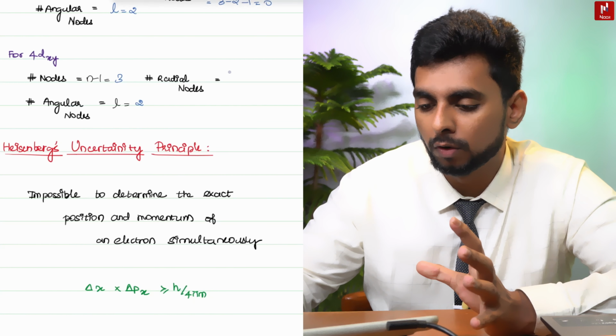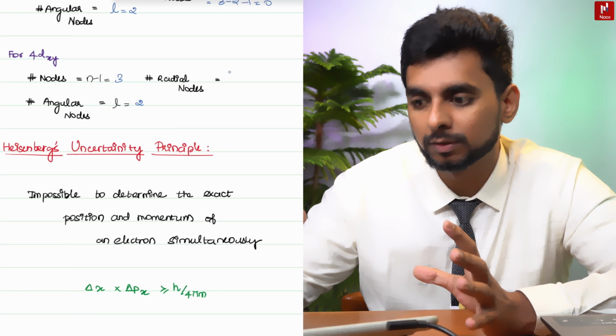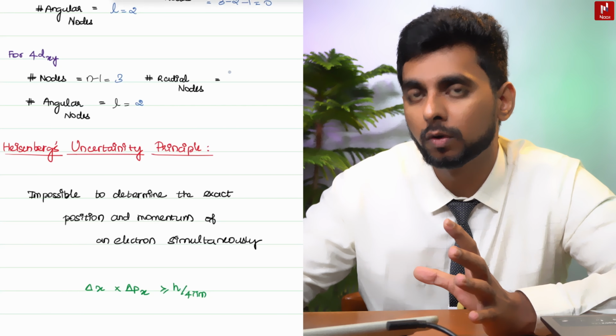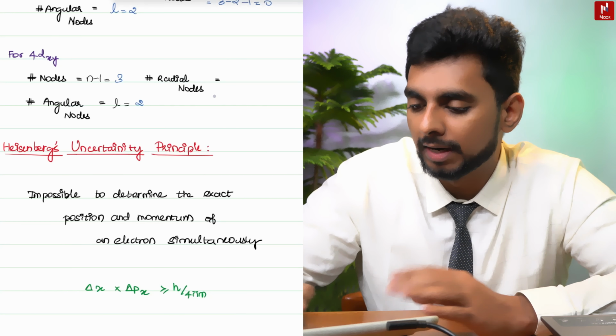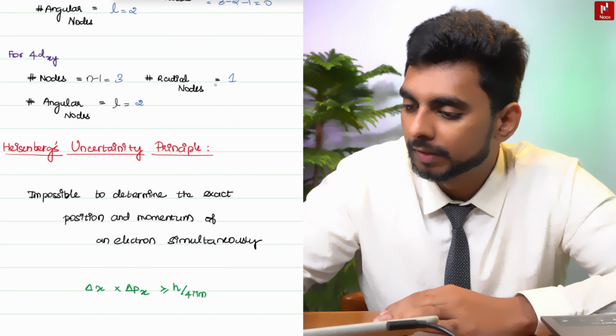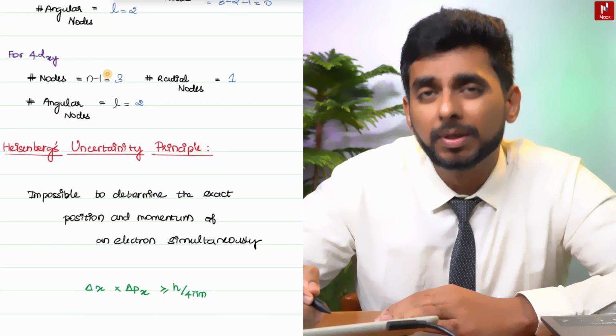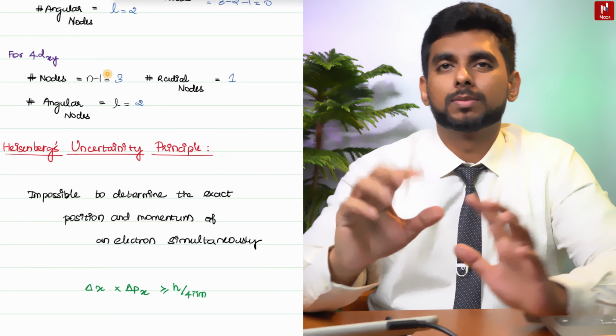Here 4dxy will engulf 3dxy. Therefore, you should have one radial node in it. Therefore, the number of radial nodes that is possible over here is 1. Got it? It should be clear. You shouldn't have any doubts with respect to nodes.